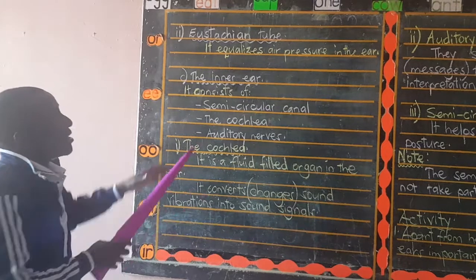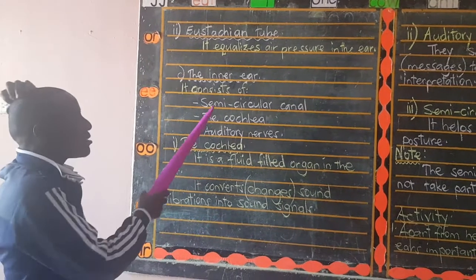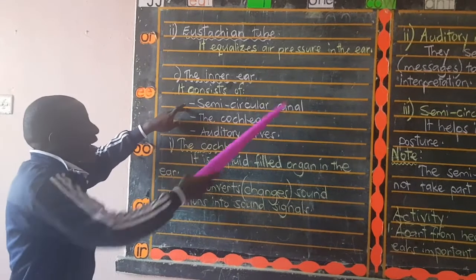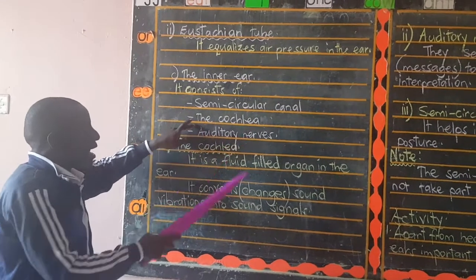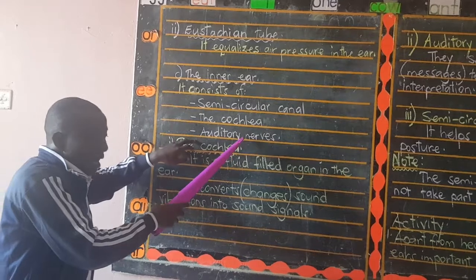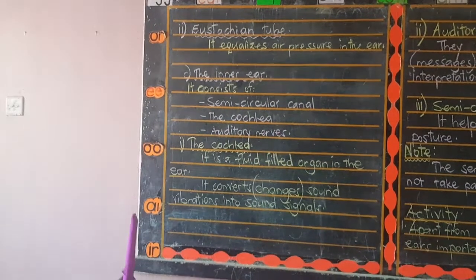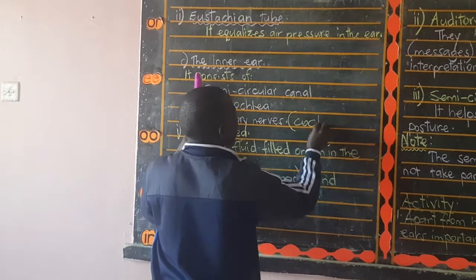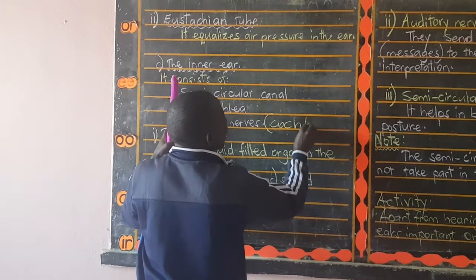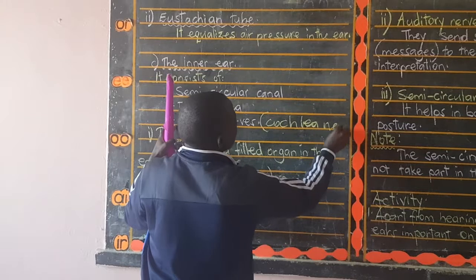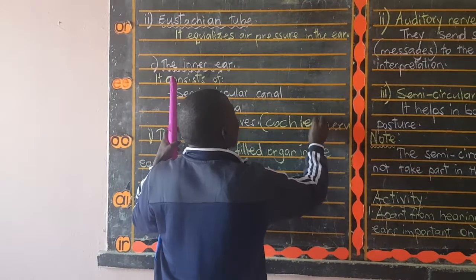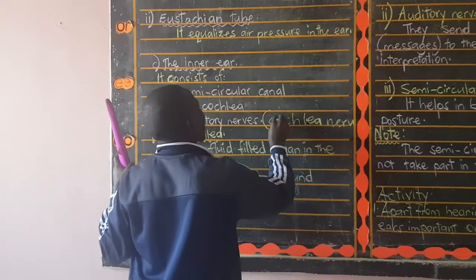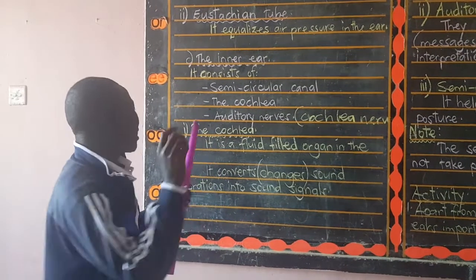We go to part C. The inner ear consists of three parts, like I told you: the semicircular canal, the cochlea, and the auditory nerves. Sometimes they are called cochlear nerves. They are also called cochlear nerves.